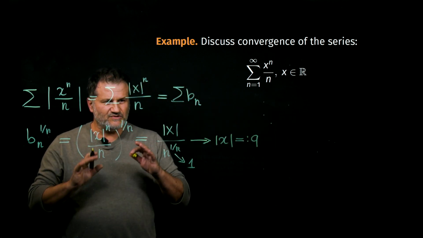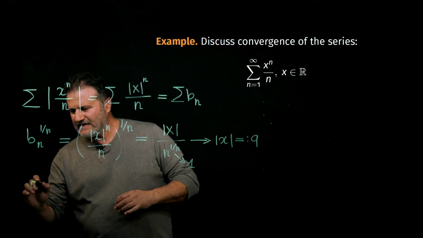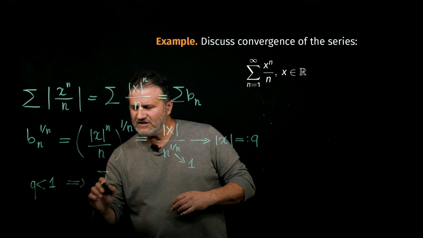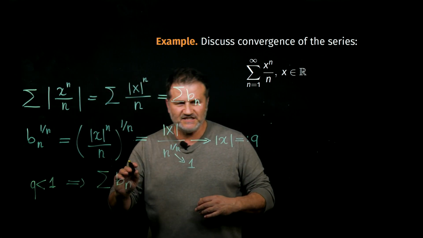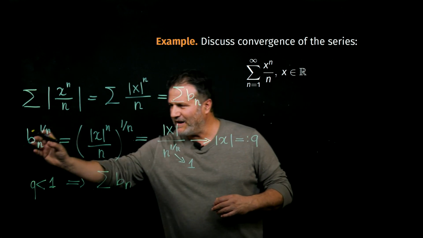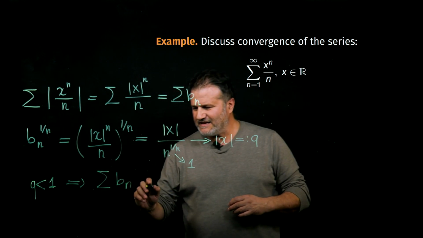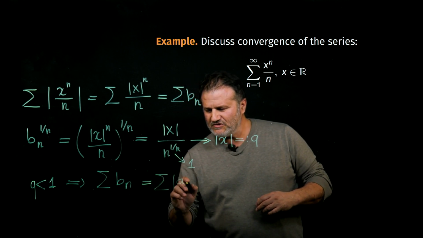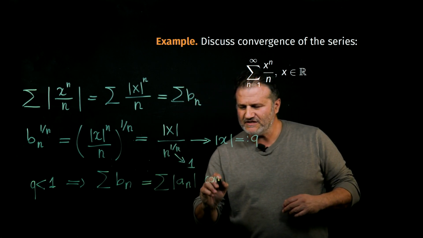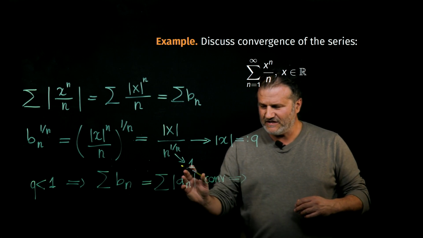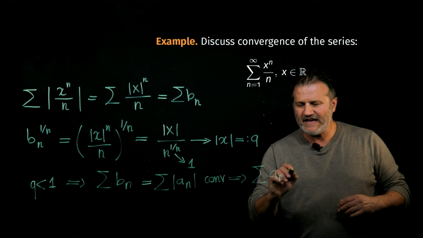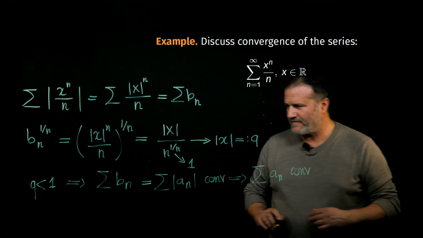Now, according to the root test, we have that if q is less than 1, then the series of Bn, which is the series to which we are applying the root test, is convergent. So this means that the series of modulus an is convergent. And therefore, because of the sufficient condition, this implies that also the series of an is convergent.